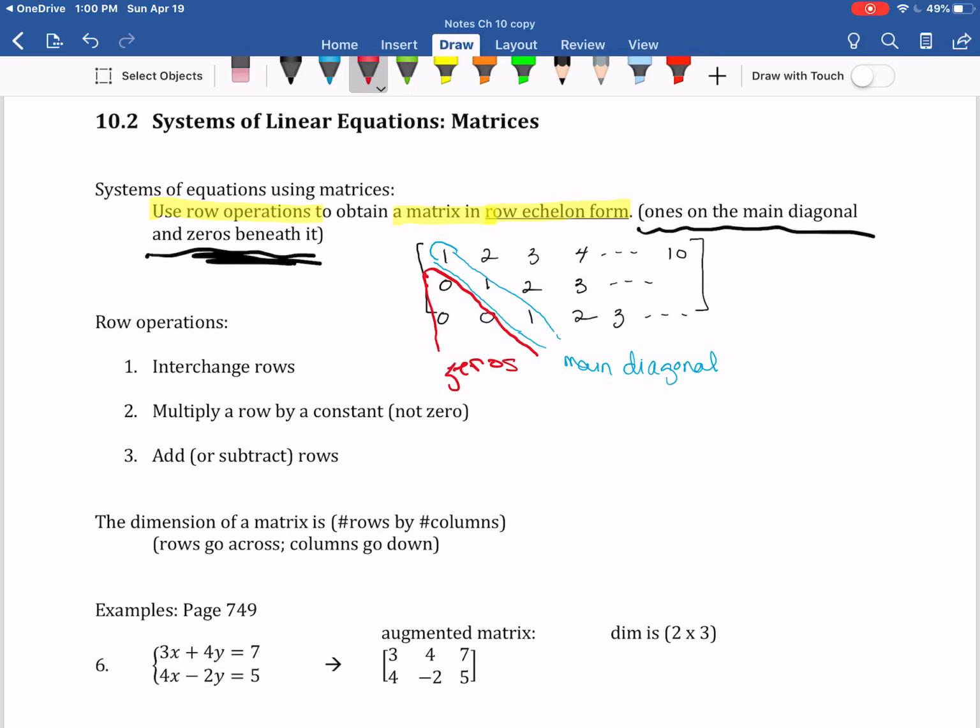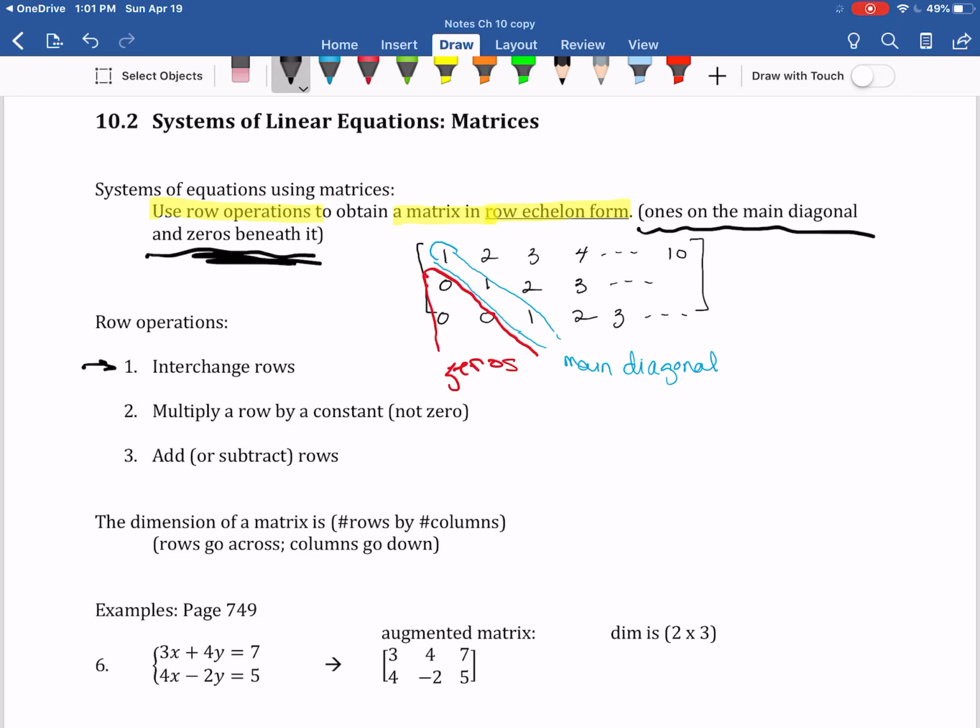Reduced row echelon form would also have zeros above the main diagonal, and that takes a lot more effort, and we're not going to do that. So the row operations that are okay to do, the first one is you can interchange rows. You can swap them out, all right? Whatever's convenient. Interchanging rows is the same thing as interchanging equations.